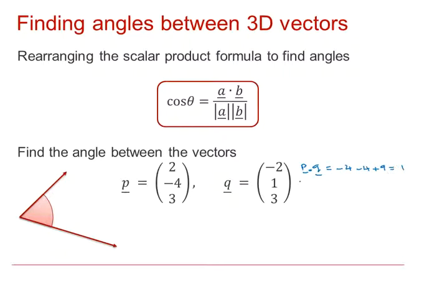We need to find the magnitude of p. So that's Pythagoras on the 2, the minus 4 and the 3. So that'll be the square root of 4 add 16 add 9, the square root of 29. And we need to find the magnitude of q, which is Pythagoras on the minus 2, 1, 3. So that would give me the square root of minus 2 squared plus 1 squared plus 3 squared, which is root 14.